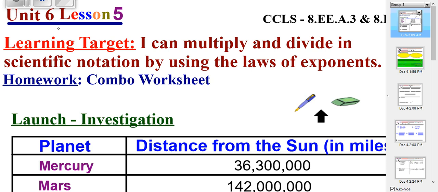This is Unit 6, Lesson 5. The learning target: I can multiply and divide in scientific notation by using the laws of exponents. And there's a combo worksheet for the homework, but you probably won't see that.